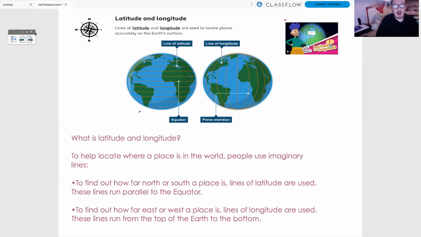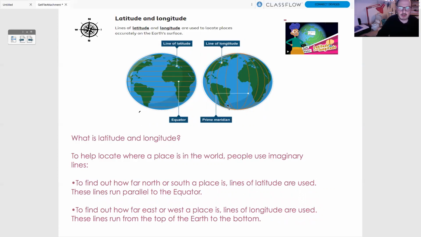So these lines were created to help find out how south or how north, how west or how east, okay? To find out how far north or south a place is, we use lines of latitude, and they run side to side. And you can see it in this diagram on the left-hand side, the latitude. And the line of latitude that's halfway up, we've just come across it, the equator, okay? The equator, and that's the one directly in the middle.